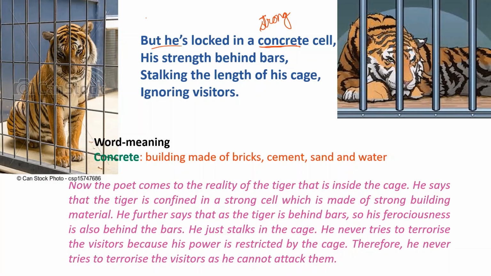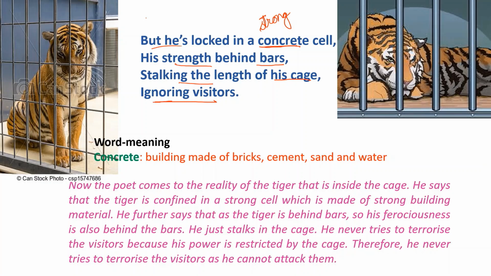Now the poet is not talking about the free tiger, but about the real situation of the tiger, where the tiger is locked in a concrete cell. The tiger is behind the bars of a strong concrete cell, and all his strength, his ferociousness, is confined to that cell, stalking the length of his cage. His terror, his ferociousness, उसका भयानक रूप, सारा कुछ उस पिंजरे की सलाखों के पीछे है, बार्स के पीछे है. So he is ignoring visitors.